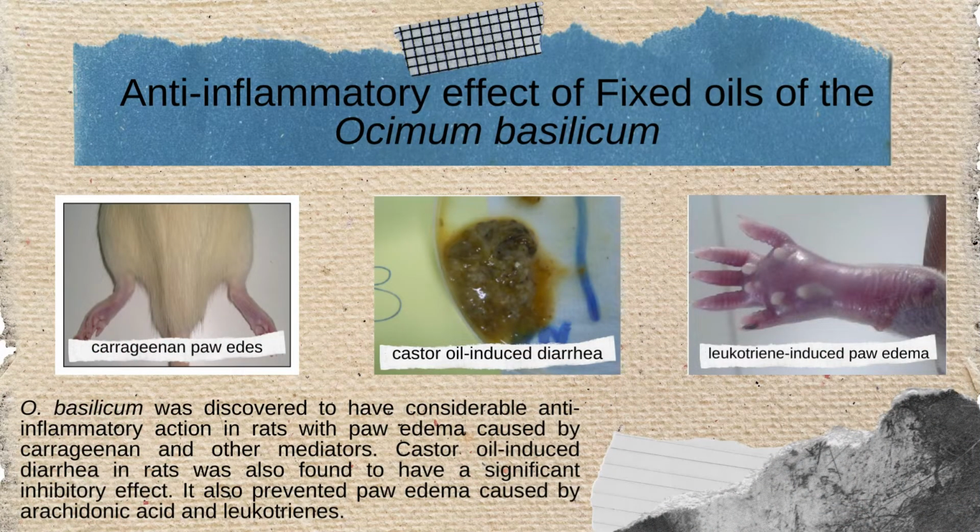of anti-inflammatory effect of fixed oil of Ocimum basilicum. Fixed oil of Ocimum basilicum was found to possess a significant anti-inflammatory activity against carrageenan and different other mediators induced paw edema in rats. Significant inhibitory effect was also observed in castor oil-induced diarrhea in rats. It also inhibited the arachidonic acid and the leukotriene-induced paw edema.